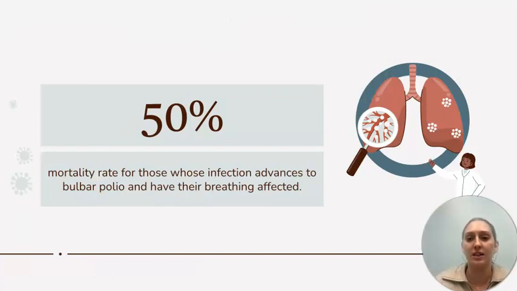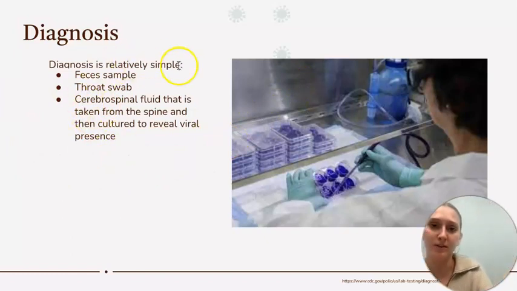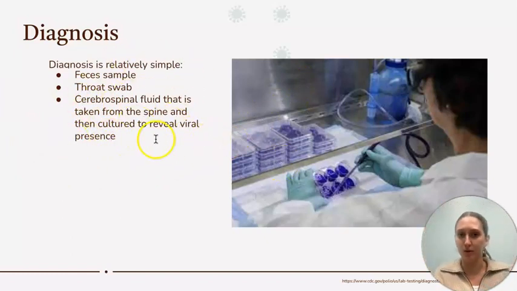Just an interesting fact, about 50% of people who have bulbar polio are going to have a 50% mortality rate. Another thing to note that I didn't mention in my slides is there is also residual, late stage polio, where later in life you might see residual paralysis, and that comes from motor neuron pathways being affected. That's another way poliomyelitis can affect the body.